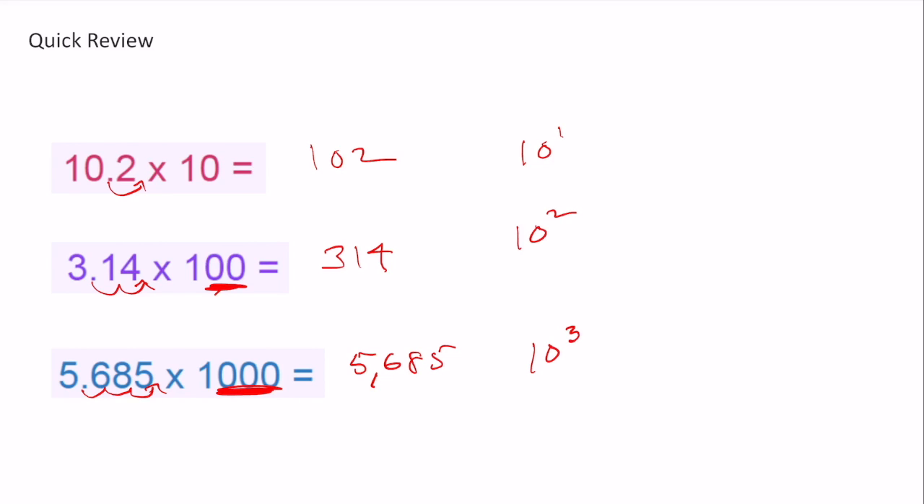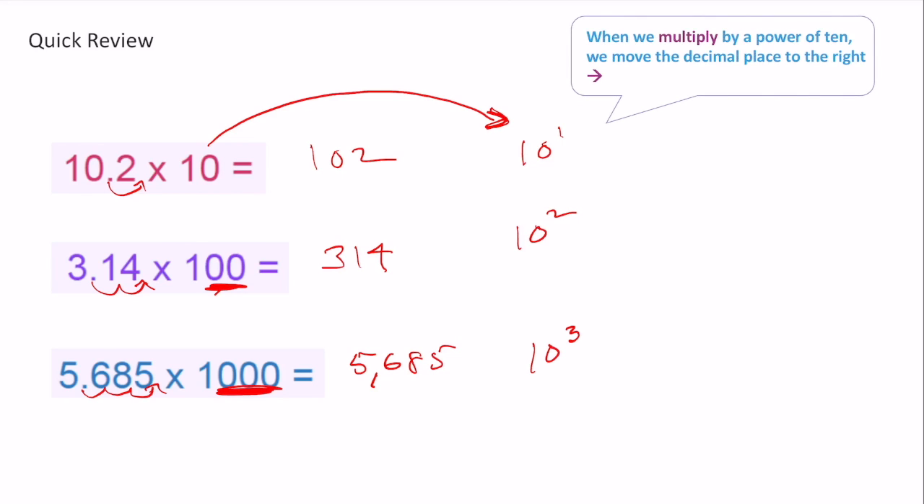10 times 10 times 10, 3 zeros, 10 to the third. So that's how we're making the leap between multiplying by powers of 10 and then writing it in scientific notation. So the key takeaway, right? When we multiply by a power of 10, we move the decimal place to the right. And this exponent is going to tell us how many spaces to the right.